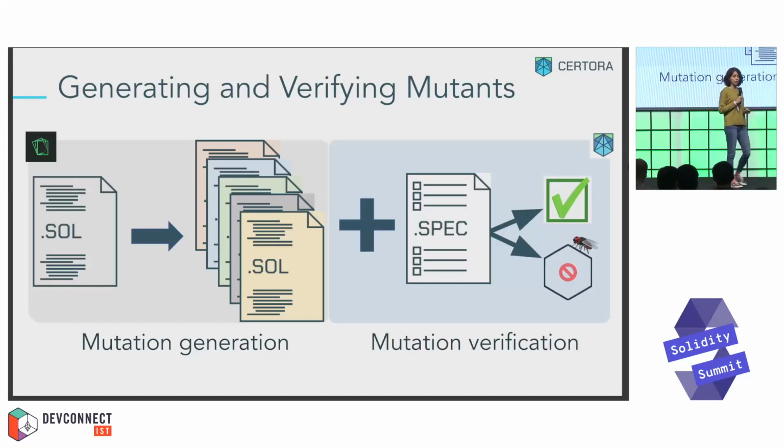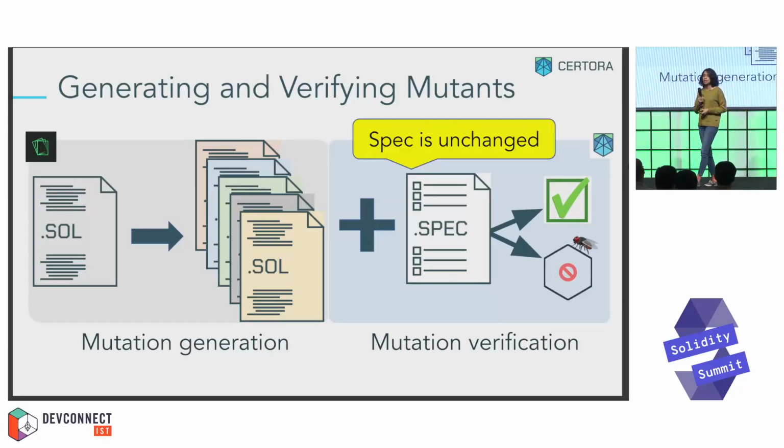Okay, so now that we have generated a bunch of mutants, the next step is to verify them. Within Certora, we have an integration of Gambit with our verification tool, the Certora Prover. For each of the mutants that Gambit produces, we take the specification for the original program and run the verifier on each of those mutants. One thing I should emphasize is the specification is actually not changing. We are using the same specification for all the mutants.